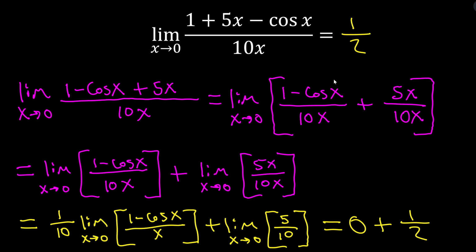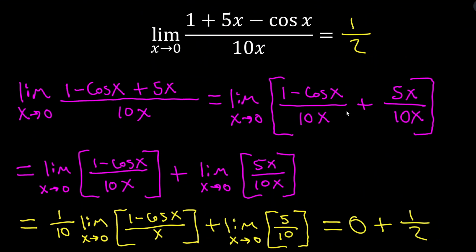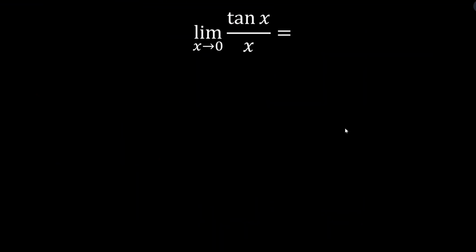And so we've seen two different examples, one where we used sine of x over x and we split the function up as a multiplication, and one where we used 1 minus cosine x over x and we split the function up as addition. Pretty cool. These examples are so fun. We still got two more. I just thought these were kind of interesting. I don't know if they're as difficult.